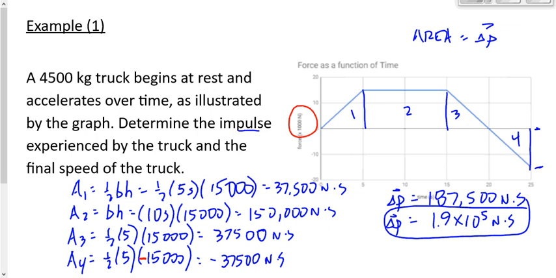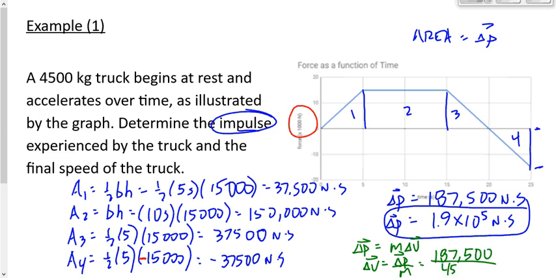There's the impulse. Now we've got to find the final speed of the truck. There's only one other option, and that's to set the impulse we just found equal to m times delta v. So rearrange this: delta v is equal to delta p over m. Delta p is, use the unrounded number here, 187,500, divided by 4,500. Gives me a change in velocity of 42 meters per second. Now really we're looking for the final velocity, final speed, but if the initial is 0, then the final is the change in velocity.